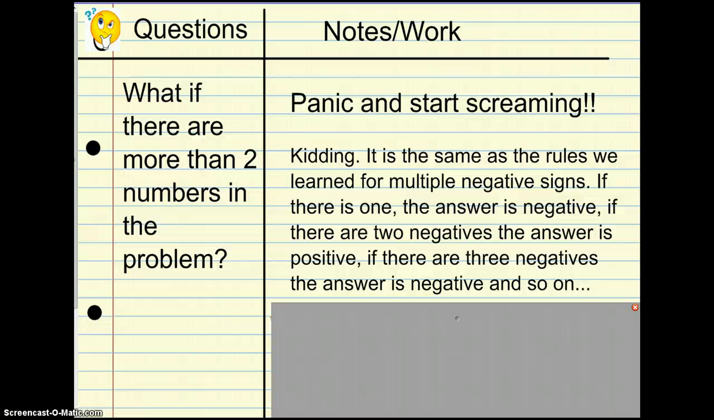Now don't confuse that with subtraction signs. I'm talking about if both numbers are negative, the answer is positive. But if there's 3 negative numbers being multiplied or divided, or a combination, the answer is negative. If there's 4 negative numbers, the answer is positive, and so on.